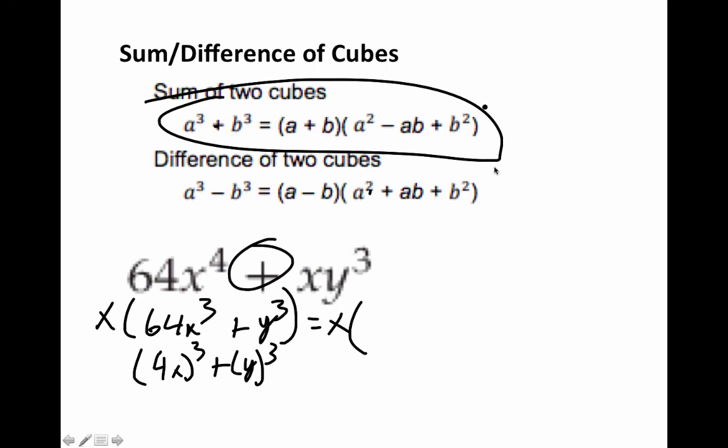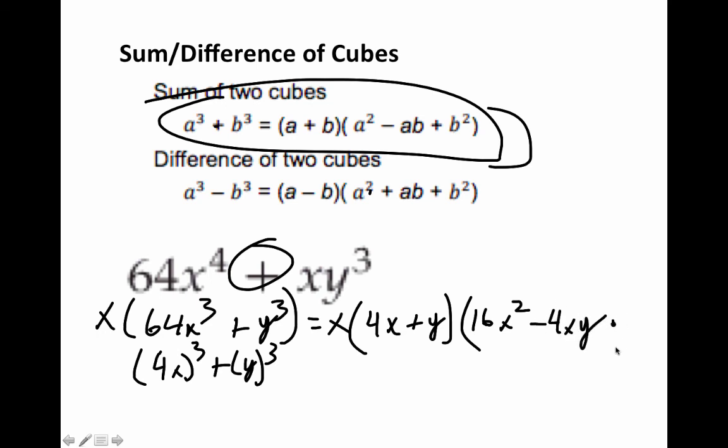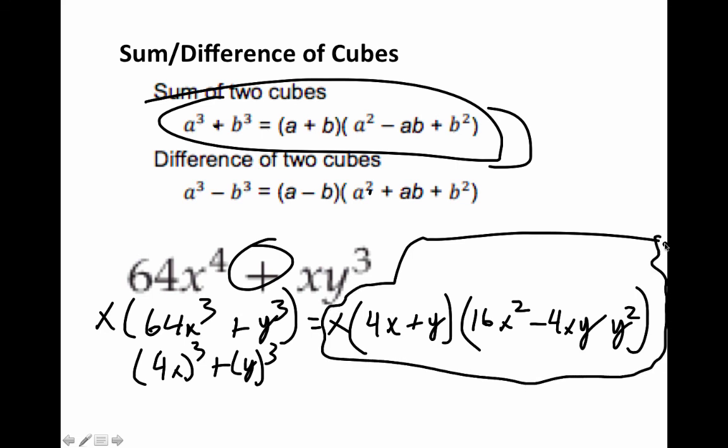Should you have to memorize this? Probably not. I would assume this would be supplied for you. It's more about, do you know what you're going to do with it? So now I get my 4x plus y, and then I get my 4x all squared. Well, if I'm going to square 4x, aren't I going to get 16x squared? Minus, multiply them together, 4xy, and then y squared. There we go. That's it.